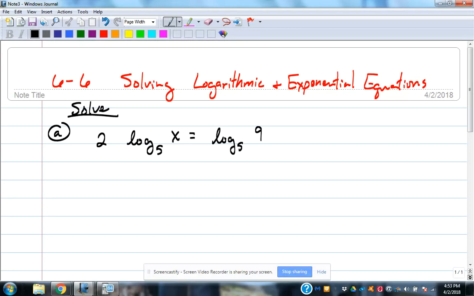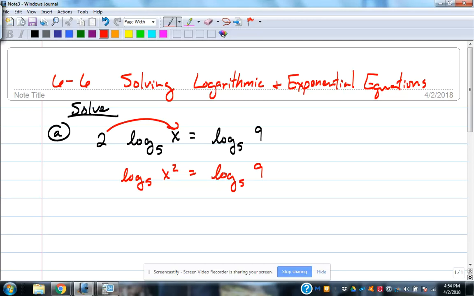The only difference here is that on this side we got a 2 in the front, and on this side we don't have anything. How can I get that 2 not in the front? Make it the exponent, back to the x squared, right? So using that log property, we can condense that to be log base 5 of x squared is equal to log base 5 of 9.